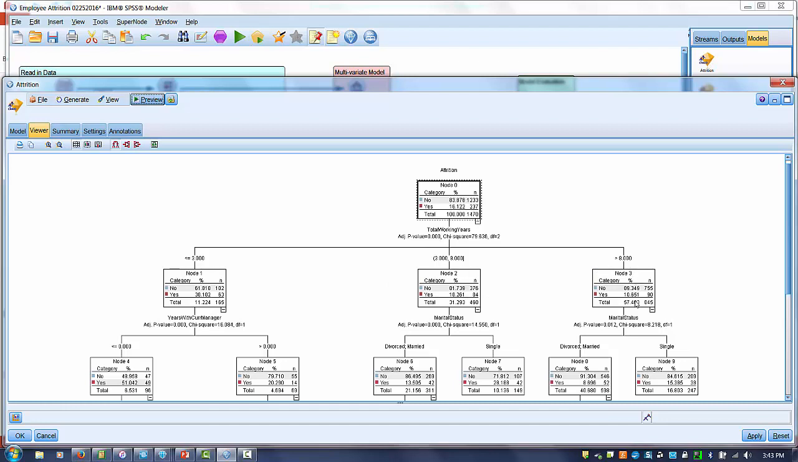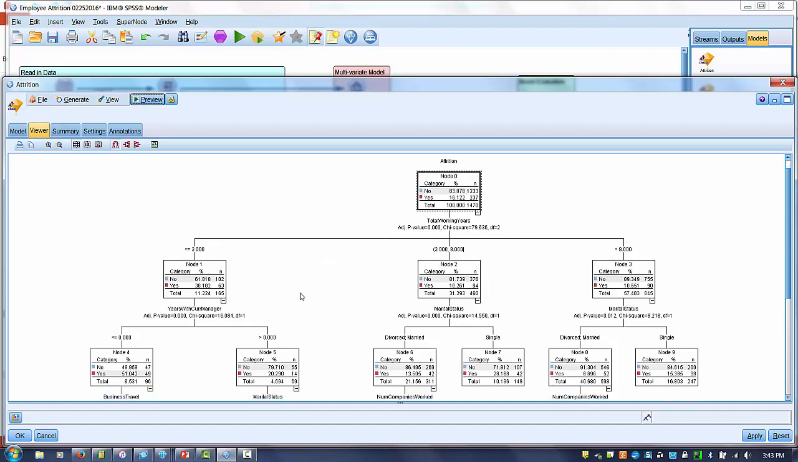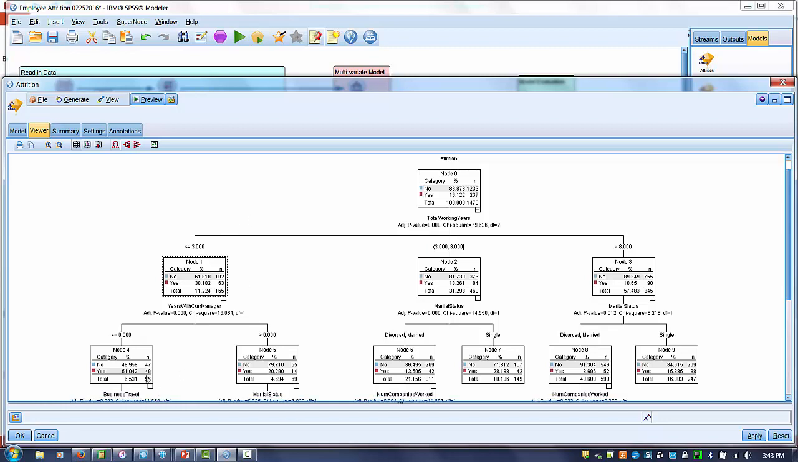People that work more than 8 years have an attrition rate of 10.615%. People that work less than 3 years have a 38% attrition rate. People that work between 3 and 8 have an 18% attrition rate. If you want to drill down to the next level, for those that have been working less than 3 years and have been with their manager for less than a year, they have a 51% attrition rate.